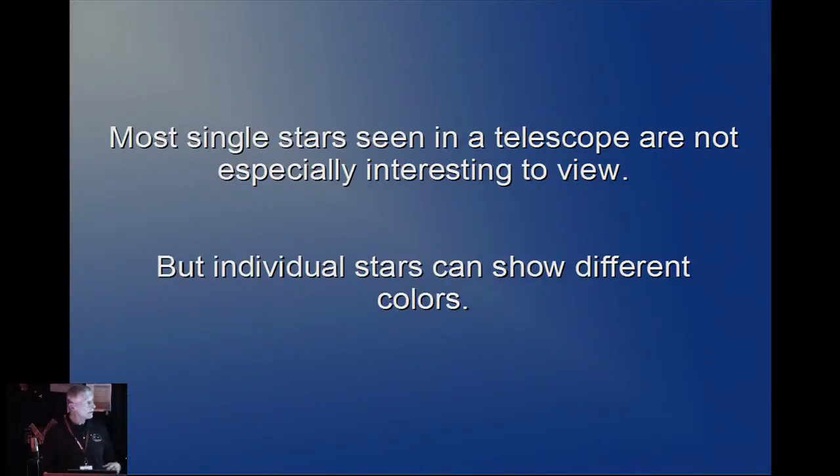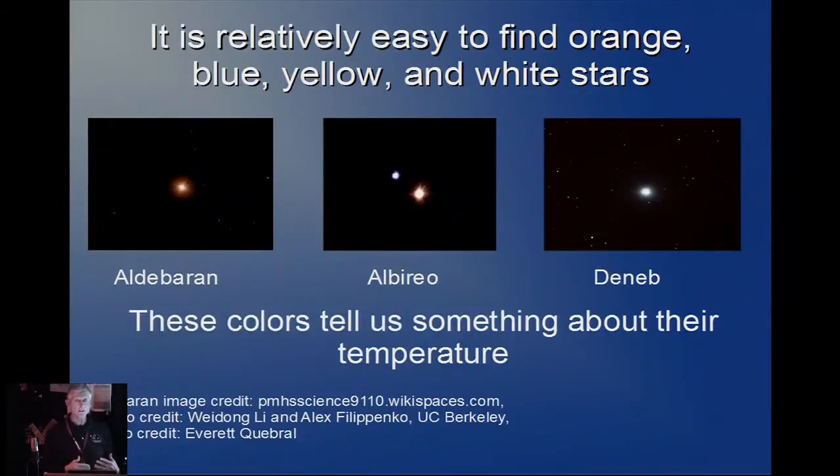So what happens when you look at a star through a telescope? Well, they're usually not very interesting. You can see a pinpoint of light, and that's true for almost any star in almost any telescope. But they do show colors. That's one of the interesting things about stars, you can see different colors, especially when there are two stars next to each other with contrasting colors. It's very pretty. You can find orange, blue, yellow, and white stars pretty easily.